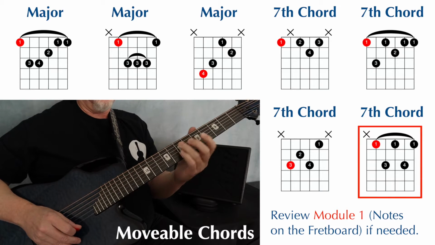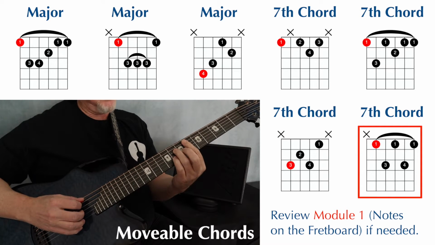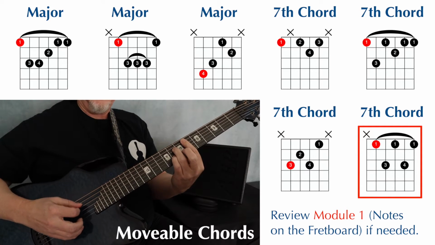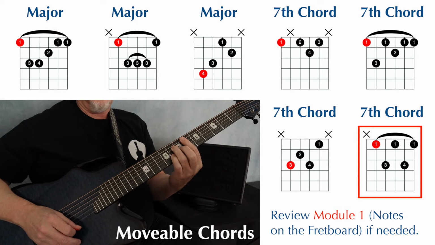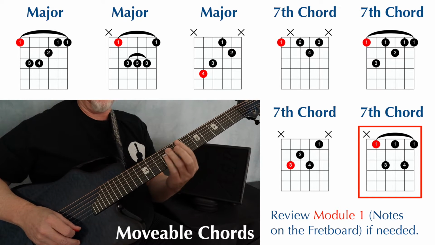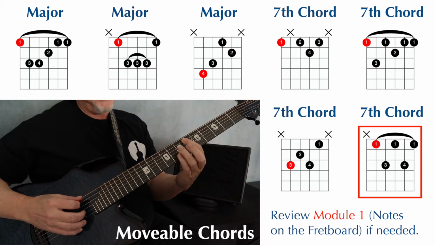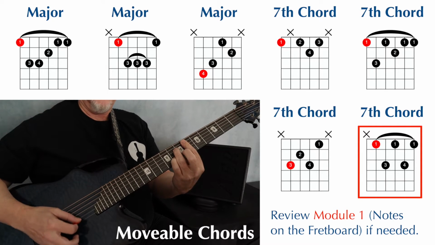You could also play this other dominant 7 shape with the root note on the 5th string. That's also an E flat 7 because I'm placing the root note of this shape on the E flat, string 5, fret 6.